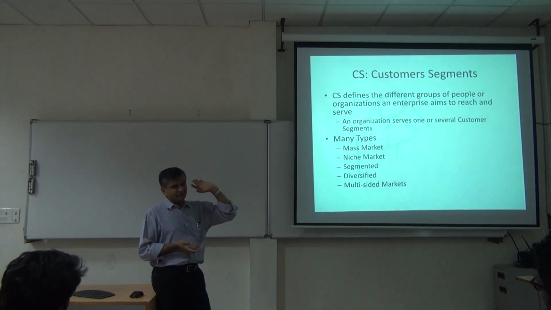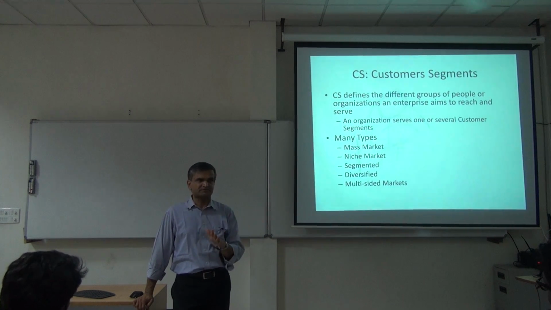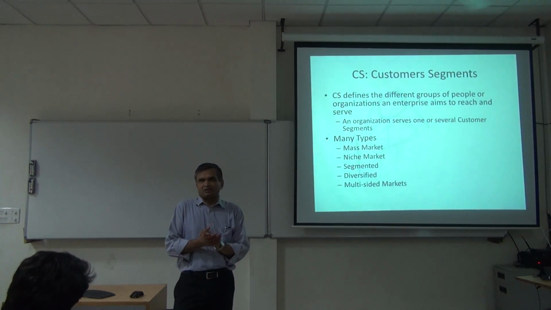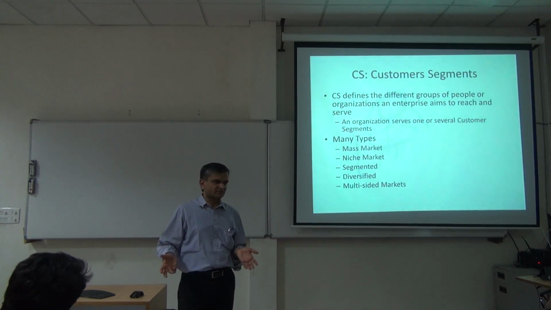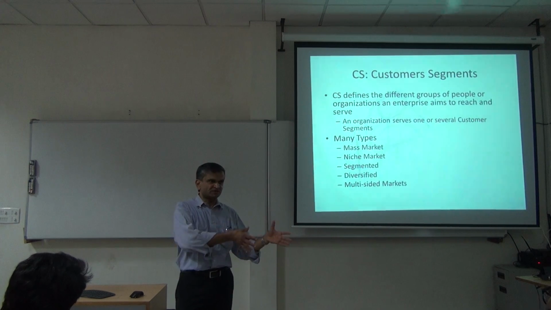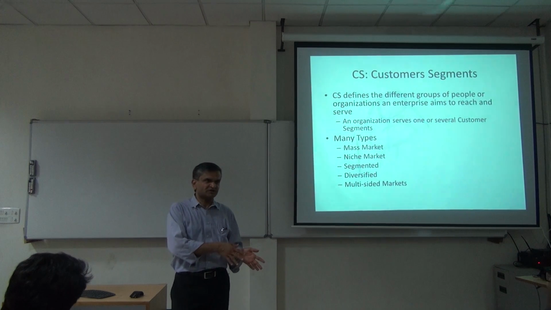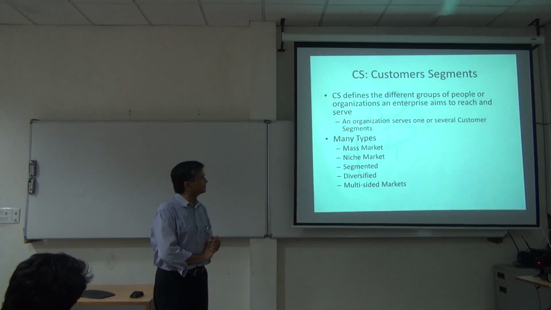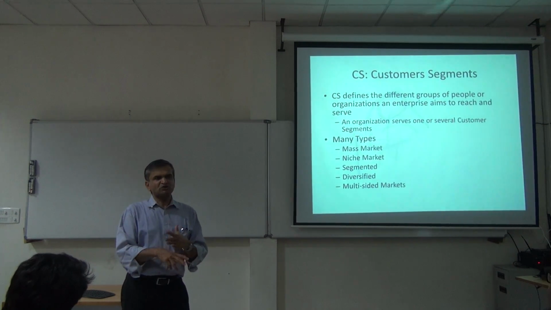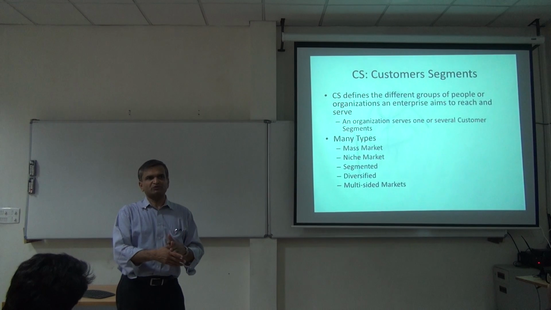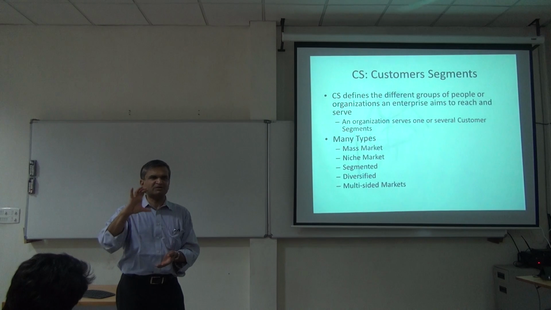So on the rightmost side is something called customer segments. Customers can be people, consumers, or it can be organizations. If you're selling a business-to-business product, a B2B product, it's organizations. For a B2C product, consumers. Most companies do not sell one product everywhere. They basically segment it, depending on the customer characteristics.